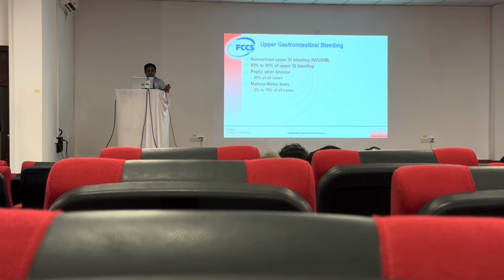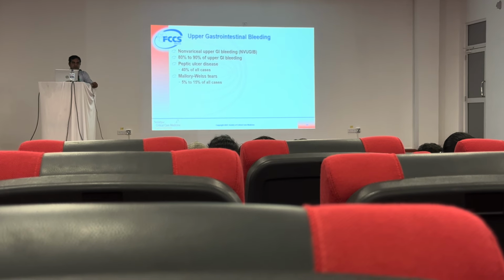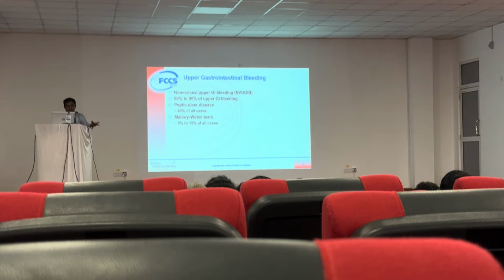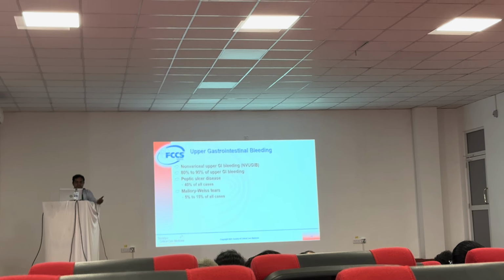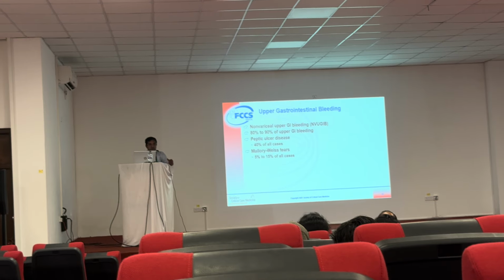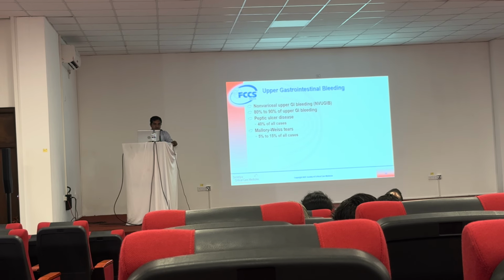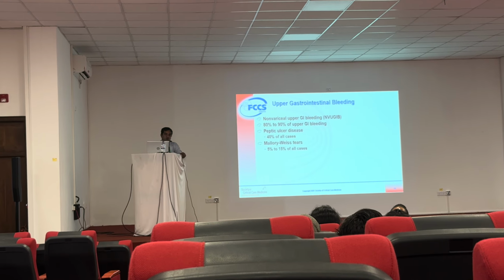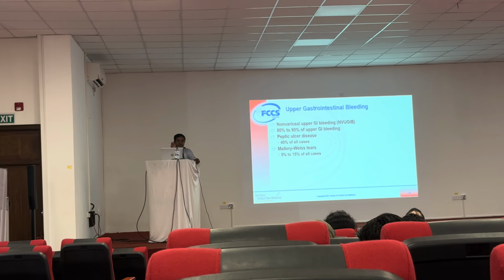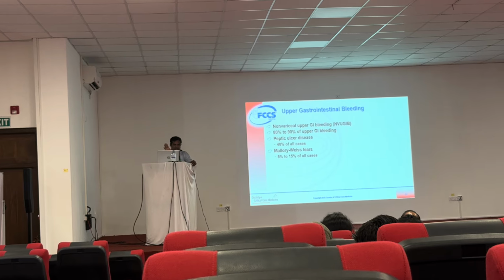Among the 80 to 90%, 40% is due to peptic ulcer, maybe from the stomach or maybe from the duodenum. Another 5 to 10-15% may be due to excessive vomiting, Mallory-Weiss tear. So two things are important. One is you need to divide non-variceal bleeding. The majority are non-variceal bleeding, 80 to 90%.